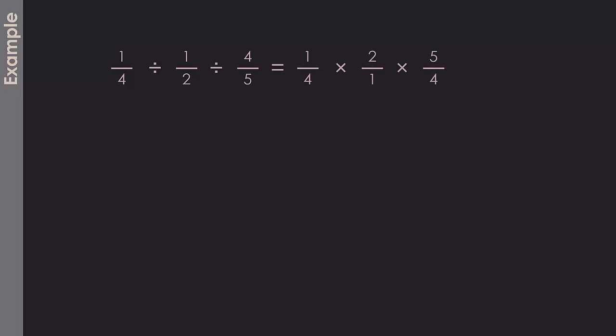We do the multiplication, numerator times numerator times numerator, over denominator times denominator times denominator. So we get the result 10/16. And we simplify the answer, which equals 5/8.